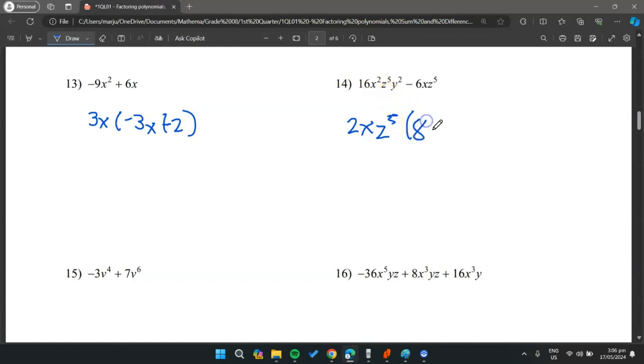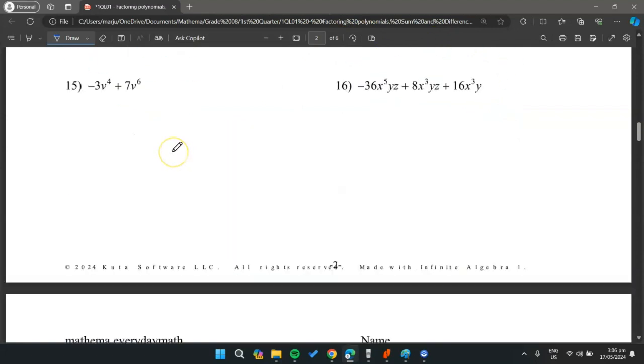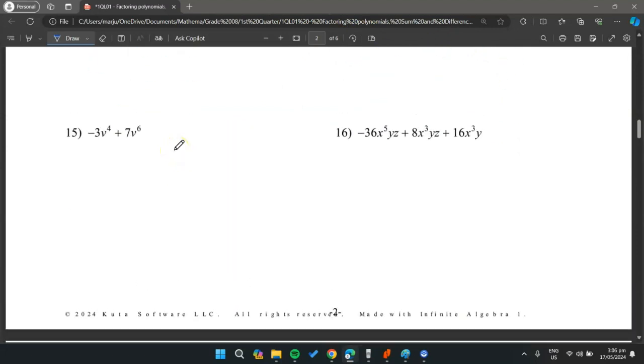This is 8x, y squared minus 3. So that's number 14. And then number 15, we have negative 3 exponent 4 plus 7 v exponent 4. So 3 and 7, no common factor. So we should have v. Then lowest exponent is 4. So we will get negative 3 plus 7v squared. So that will be for number 15.